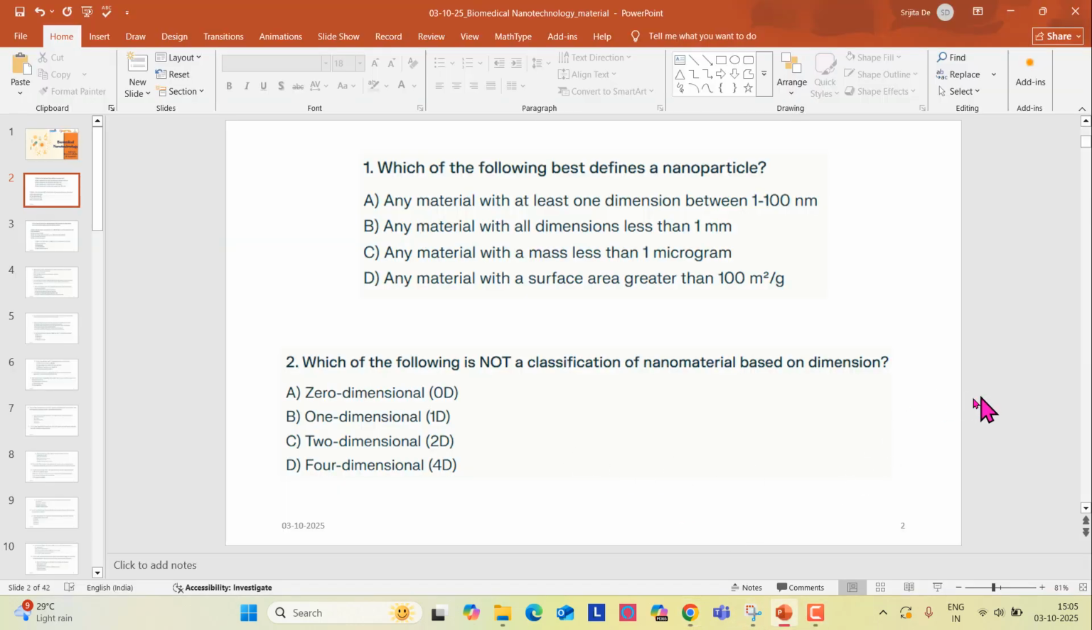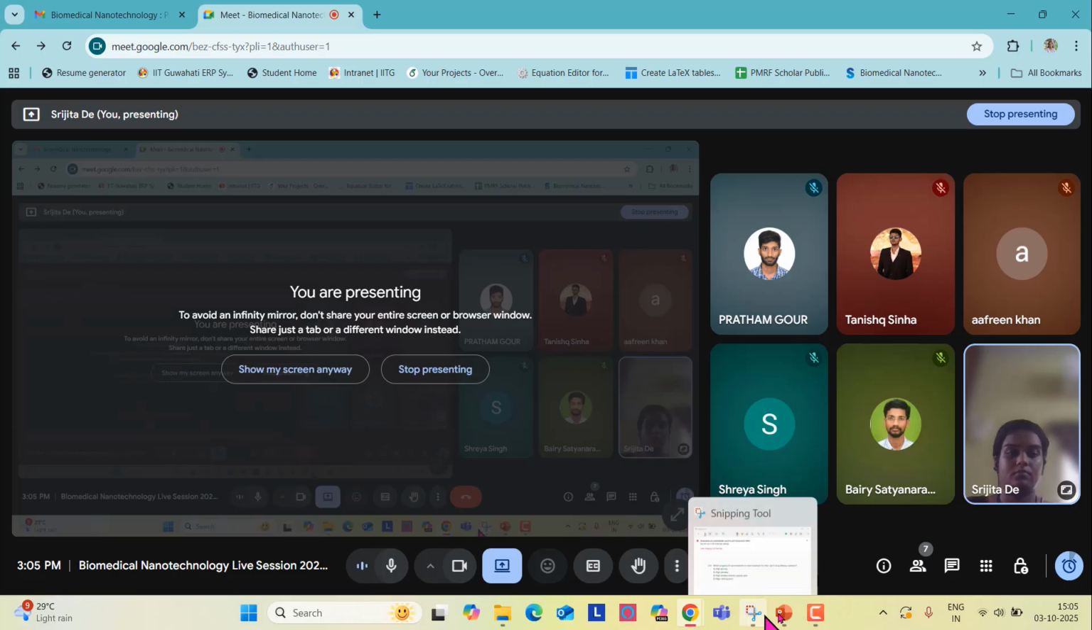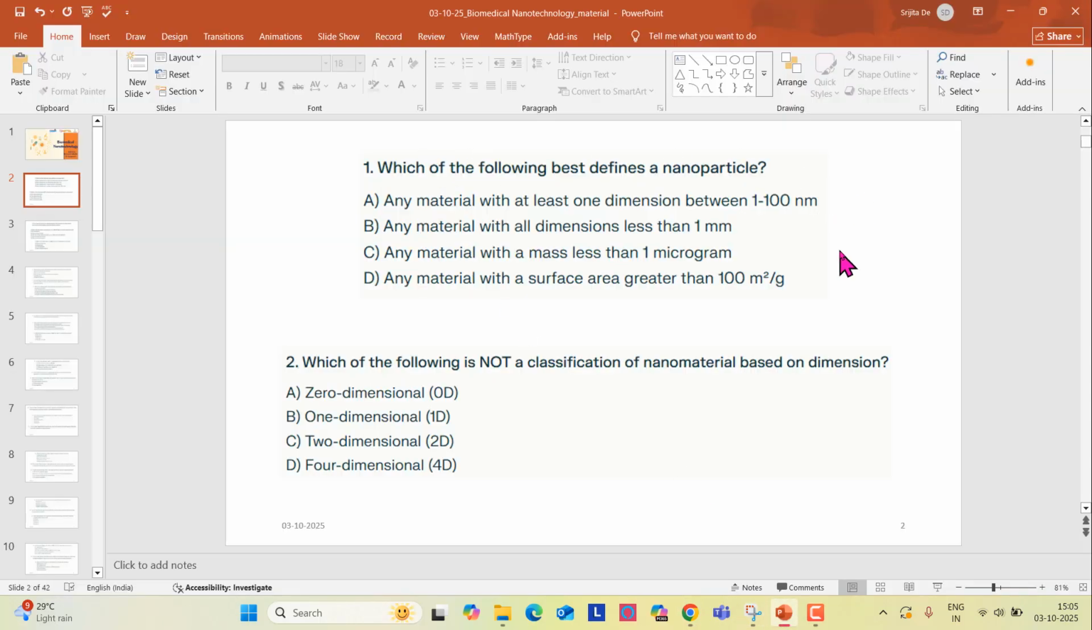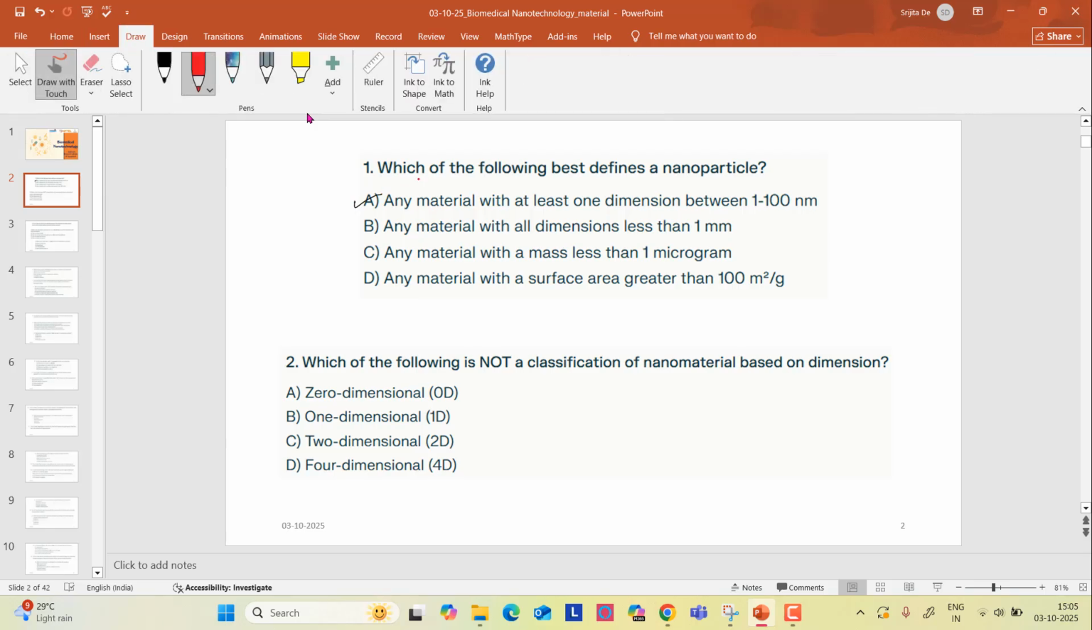You can answer or you can write in the chat also. So everybody knows that nanoparticle is in the range between 1 to 100 nanometers. So any material which has a dimension between 1 to 100 nanometer is called nanoparticle. So this is option A.